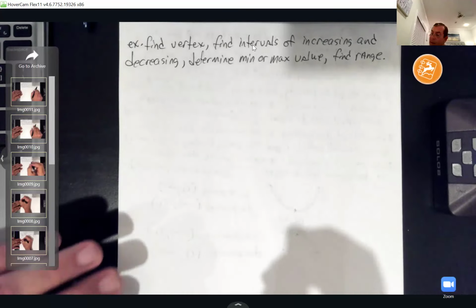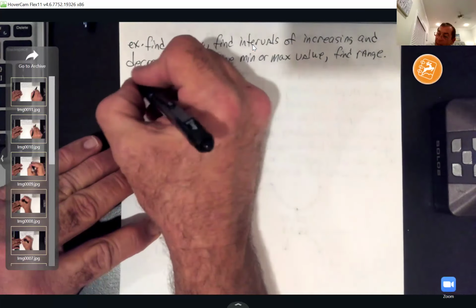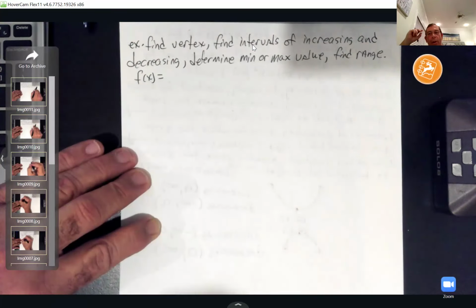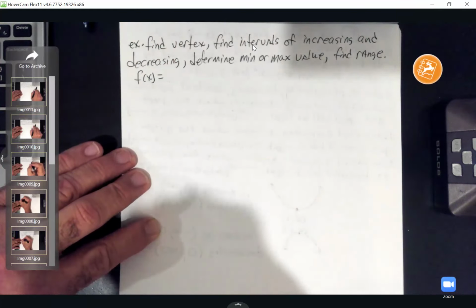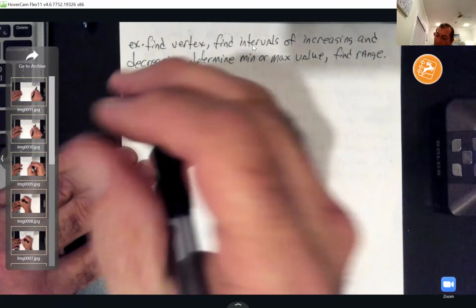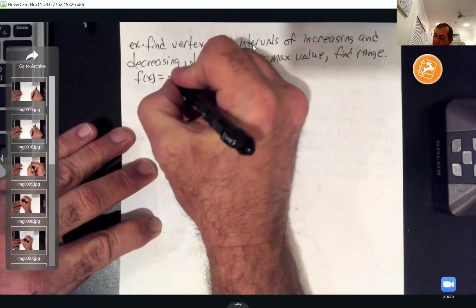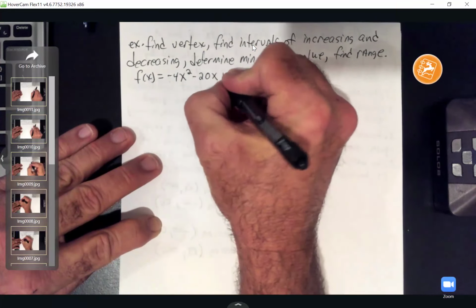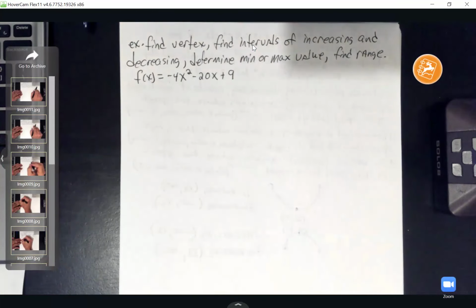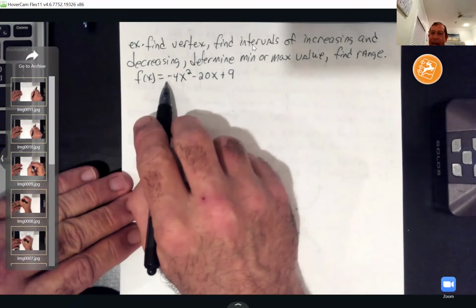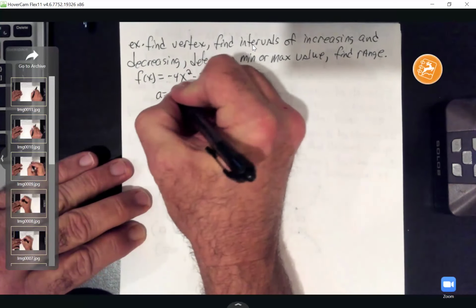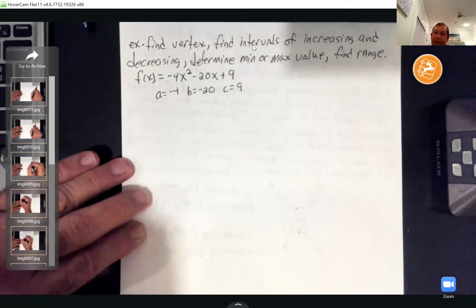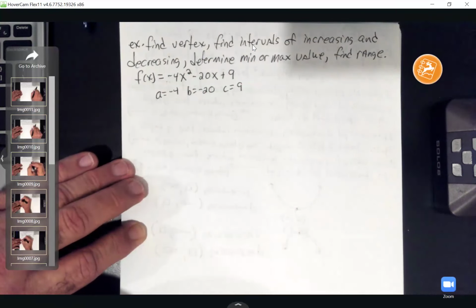Alrighty, so here we go. This one, they're giving me f of x equals. Now, there's two of these. I'm doing one of them, and the one I'm doing is the one that ended up with the fraction. Now, the other one won't have a fraction like this one. Y'all, let's see. I got negative 4x squared minus 20x plus 9. Now, that's a negative a on this thing. a is negative 4. b is negative 20. c is 9. First question, minimum or max?